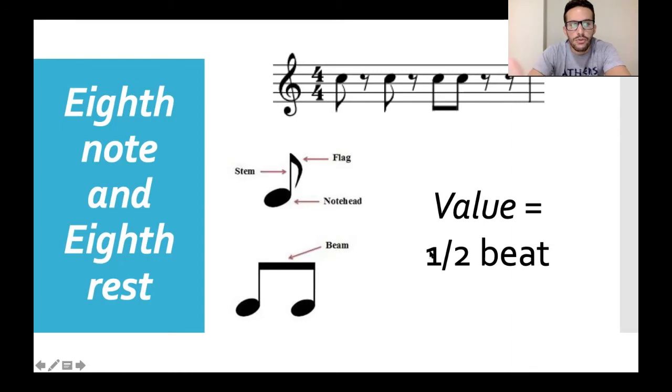Okay, so those are the review of the notes: the whole note, the half note, the quarter note, and the eighth note, which is like a quarter note with the flag. Okay, and when you put two of them together, you join them with a beam.